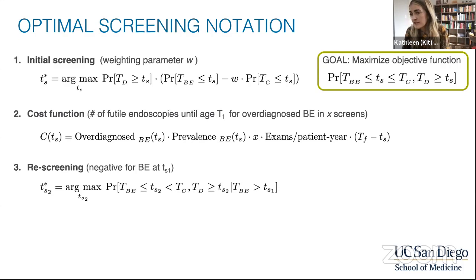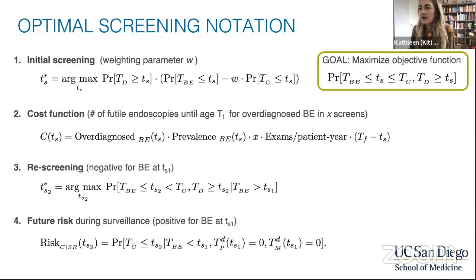The third thing is rescreening. So the nice thing about probabilities is that you can condition. If you condition on a screening result of not having Barrett's at time TS1, you can look for the next probable time that you have Barrett's before cancer and before death. And again, it's just going to be the maximization of this objective function.